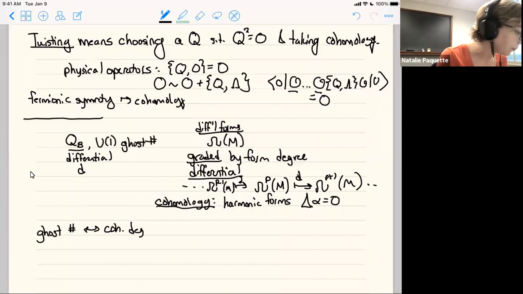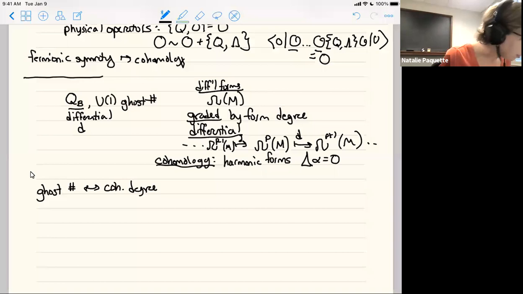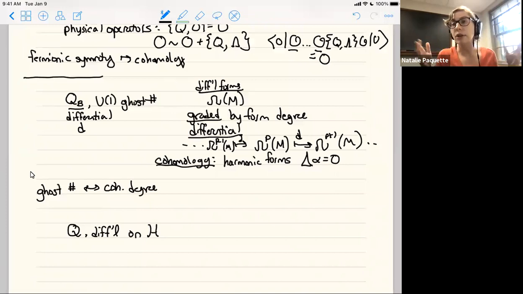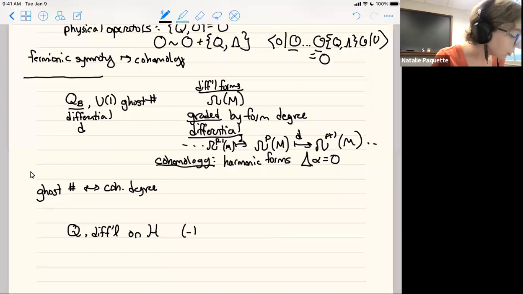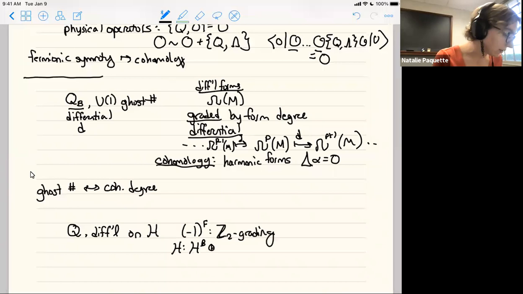But the BRST charge acts as a differential on this complex of states, and the cohomology becomes the gauge invariant, the BRST invariant operators. And again, in twisting, things work very similarly. We have some supercharge that's going to act as a differential on our Hilbert space, where we view our Hilbert space as a complex that's graded by whatever conserved quantities we have in the game. At the very least, we're always going to have a Z2 grading on the Hilbert space. We can stratify the Hilbert space by fermion parity, split into bosonic plus fermionic pieces, and the supercharge is going to map bosons to fermions and vice versa.